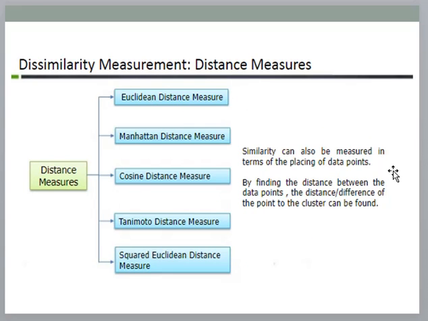So we have already seen 2 distance measures. We have seen their mathematical formulas through which we can calculate these distance measures. One was Euclidean distance and the other was Manhattan or city block distance. But there are 3 other distance measures which people are using to perform clustering, and those are the cosine distance measure, the Tanimoto distance measure and the squared Euclidean distance measure. But out of these 5 distance measures, the most commonly used are the 2 which we have already seen: the Euclidean distance and the Manhattan distance.